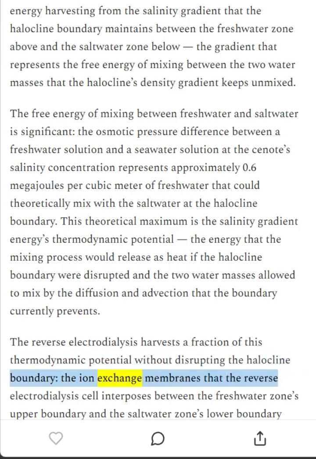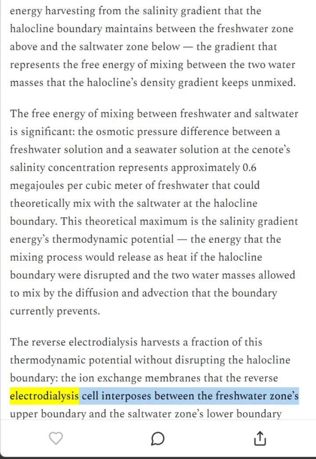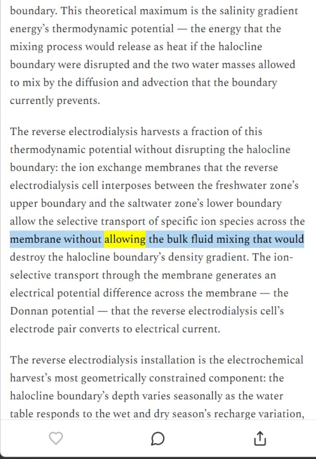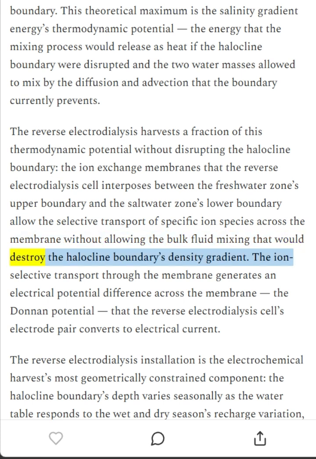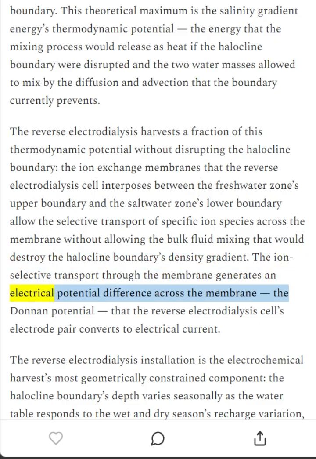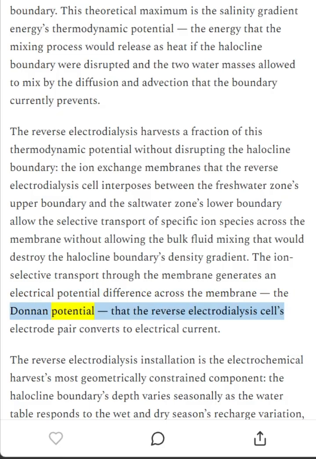The ion exchange membranes that the reverse electrodialysis cell interposes between the freshwater zone's upper boundary and the saltwater zone's lower boundary allow the selective transport of specific ion species across the membrane without allowing the bulk fluid mixing that would destroy the halocline boundary's density gradient. The ion selective transport through the membrane generates an electrical potential difference across the membrane, the Donnan potential, that the reverse electrodialysis cell's electrode pair converts to electrical current.